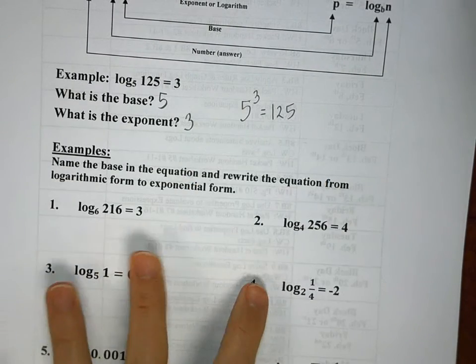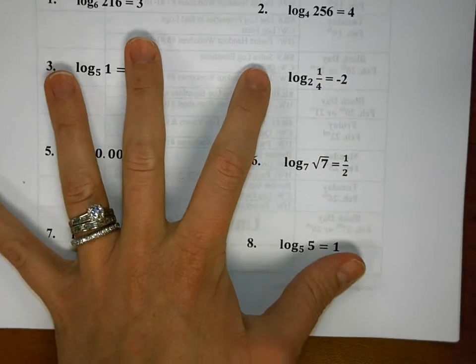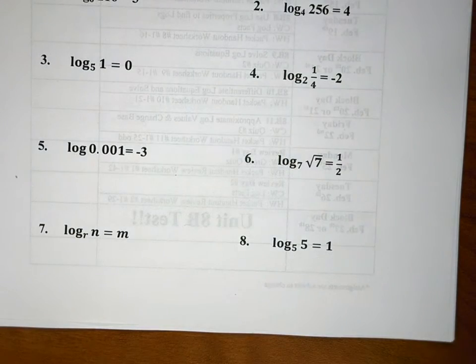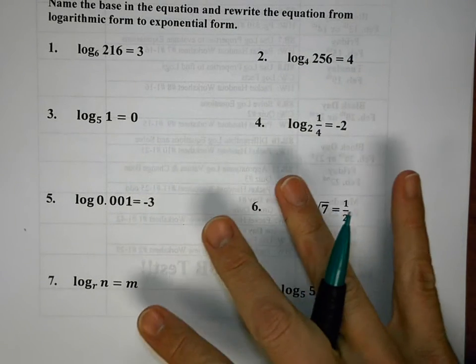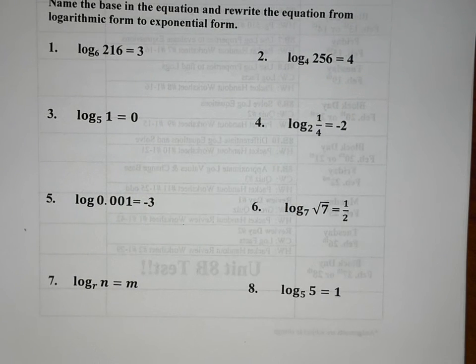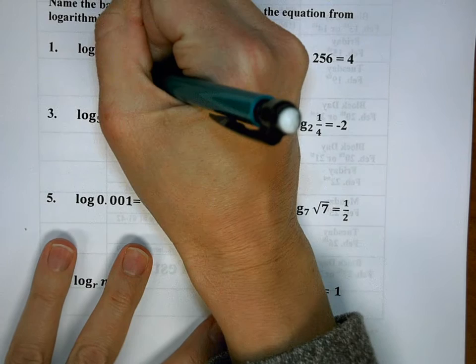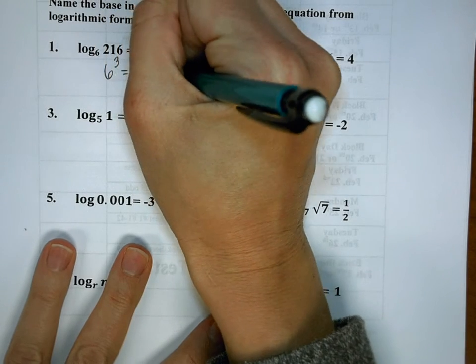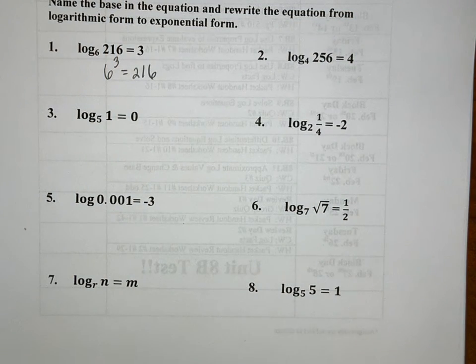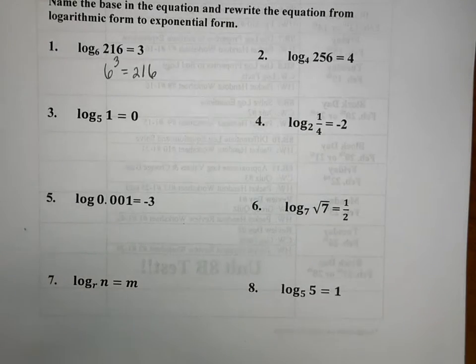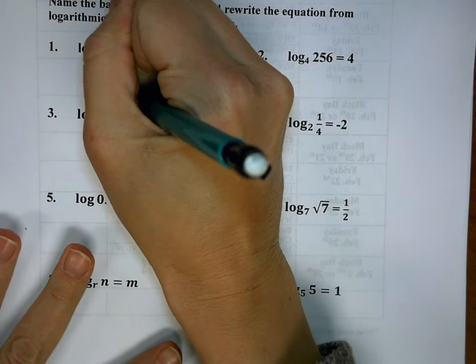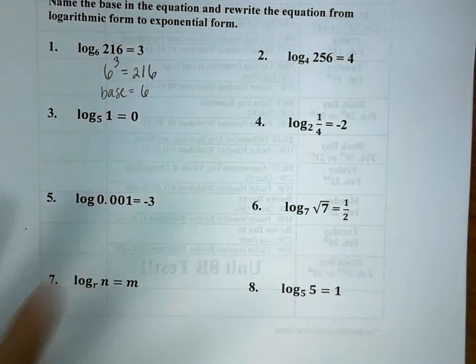Okay, so on example 1, all we're doing is practicing this. Log base 6 of 216 equals 3. How will I write this? Good. 6 to the third power equals 216. Okay, and then they also want you to state what is the base of this problem. 6. Very good. So the base equals 6.